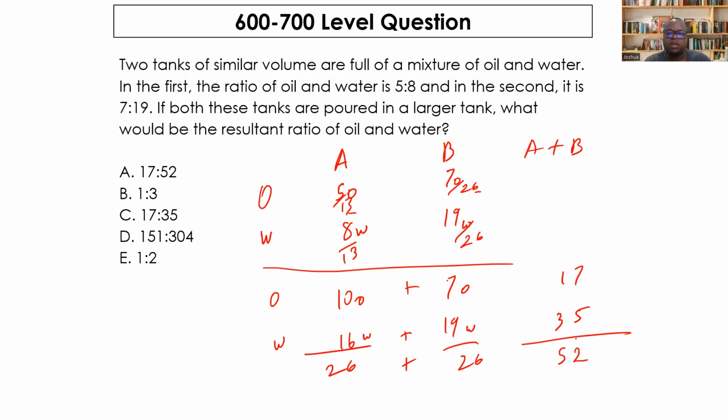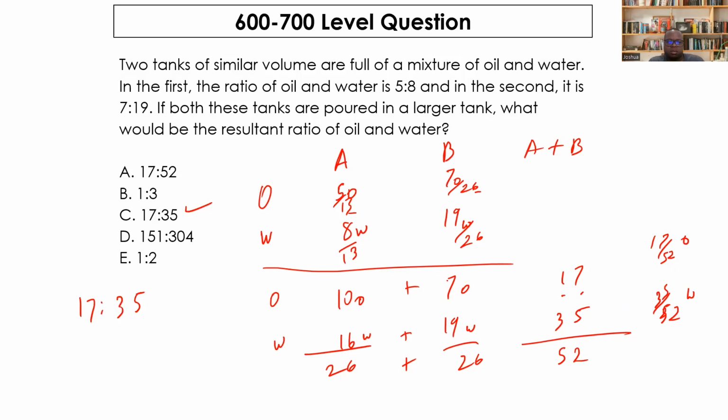So if you look at it, this mixture of A and B will have 17 out of 52 of oil, and then you have 35 out of 52 of the water. But we've been asked for the ratio. So the ratio will just be oil to water, just as it is this way, 17 to 35. That is answer choice C.